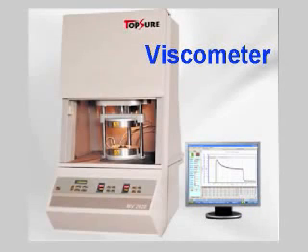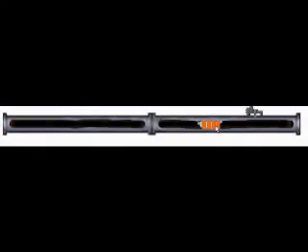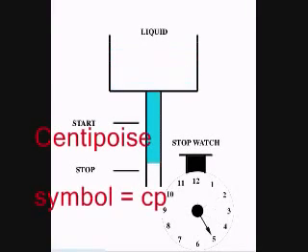Since different oils have a low viscosity or high viscosity, it is important to know the viscosity of your oil. You need to know its viscosity in order to maximize your ability to get it out of the ground or to transport it through pipelines efficiently. The unit of viscosity commonly used in the oil industry is called the centipoise.